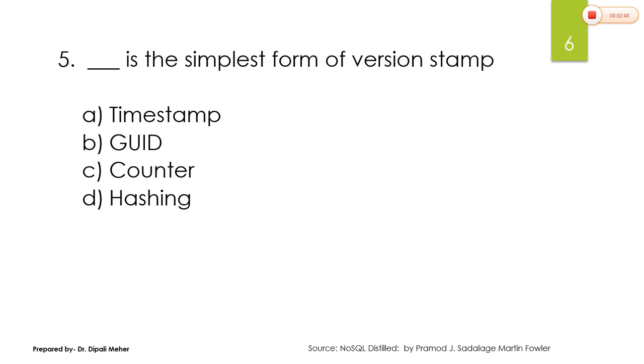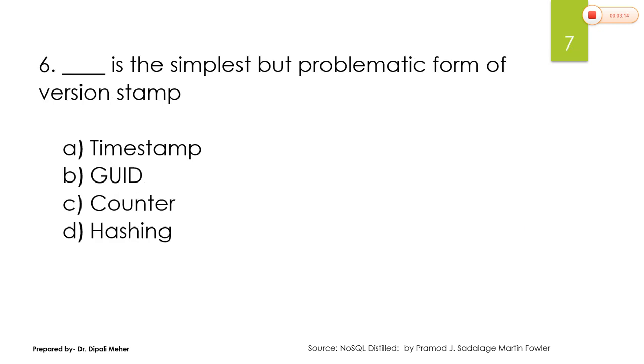Next question is, dash is the simplest form of version stamp. And the options are A. Timestamp, B. GUID, C. Counter, and D. Hashing. And the correct option is option C, Counter. Counter is the simplest form of version stamp for creation of version stamp.